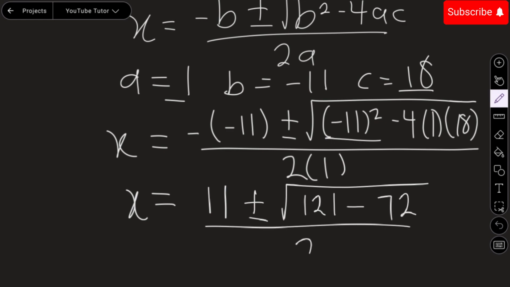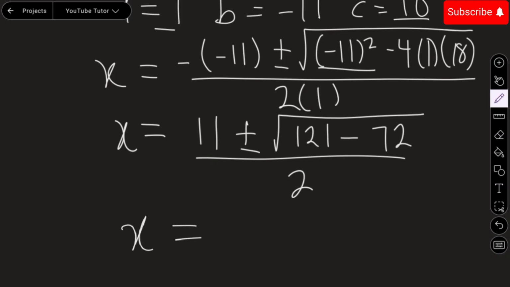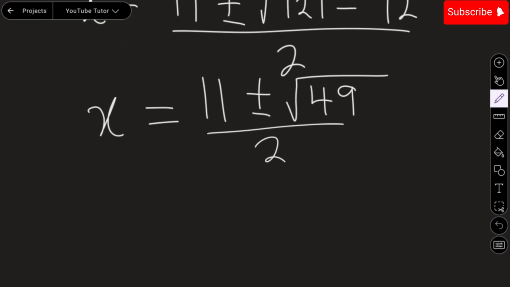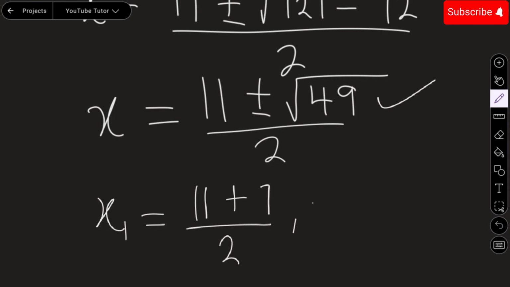All divided by 2. So now we have x is equal to 121 minus 72 is going to give us 49. So we have 11 plus or minus square root of 49 all over 2. Now this expression can be broken down into x1. I'll name it x1. That's 11 plus root of 49 is just 7 over 2. And x2 will be 11 minus 7 over 2.